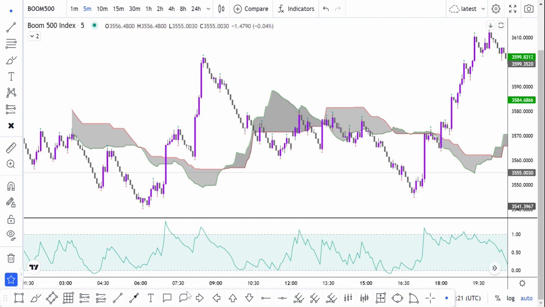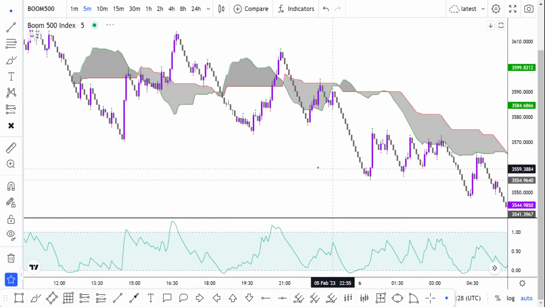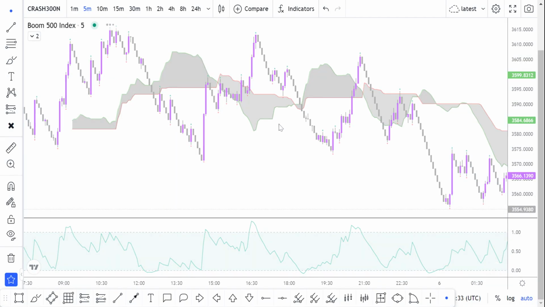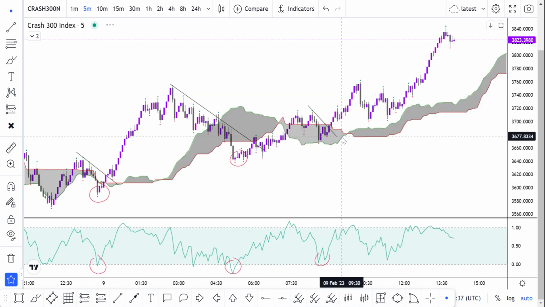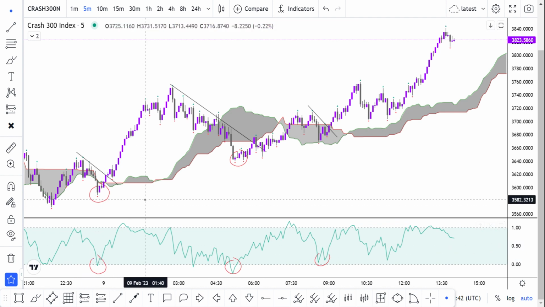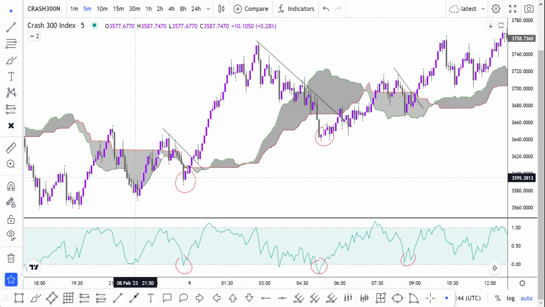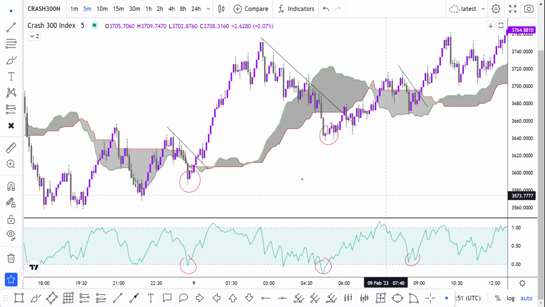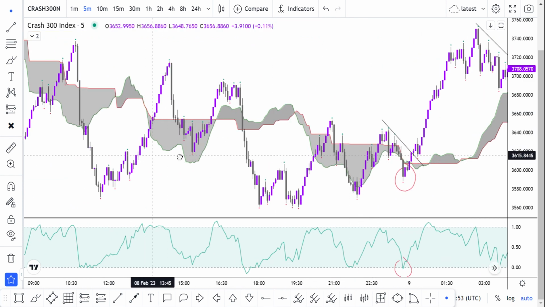Look at the sell example. So this is applicable in every market. Let's look at the crash. Let's just look at Crash 300 before the rain starts coming in so much so that you won't be able to hear me. Now look, these are buy examples. I marked buy examples, price above the cloud, and you can see how it moved. Now let's look for sell examples.